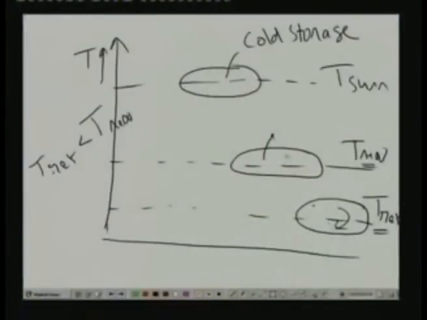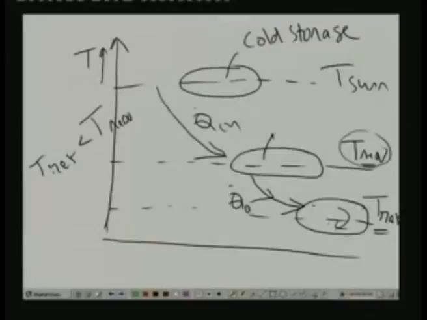The moment you bring this cold storage temperature lower than the surroundings, there will be heat transfer from the surrounding to the cold storage. Some heat transfer continuously takes place from the surrounding to the cold storage. If you do not do anything, then the cold storage temperature starts increasing. So if you want to maintain the cold storage at this required temperature, you must take out heat from the cold storage at the rate at which it is entering or at the rate at which it is being generated inside the cold storage. That means there must be continuous heat transfer from the cold storage to the refrigeration system. So this is Q out.